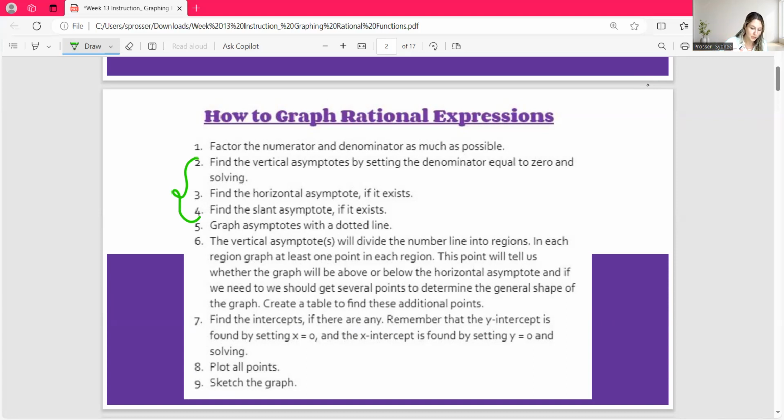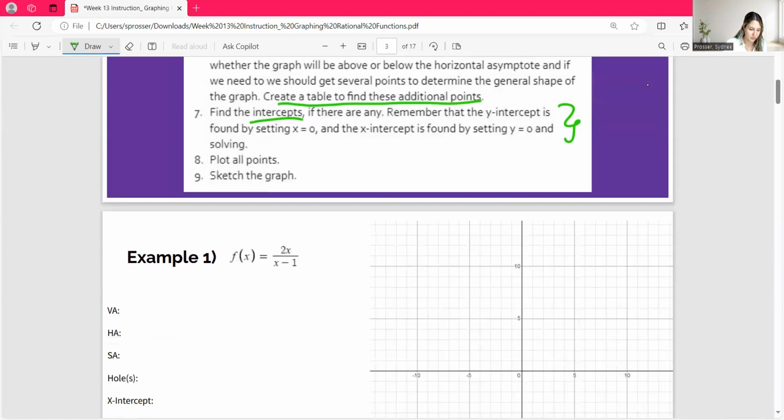And then next is create a table to find any additional points. Step number 6 will make more sense when you see us start to graph these, and you'll notice I'm going to need some more points to figure out where to plot everything. 7 is finding our intercepts, and then there's a little refresher on how to find intercepts if you're not sure. Plot all the points, sketch the curves between and around the points, through the points.